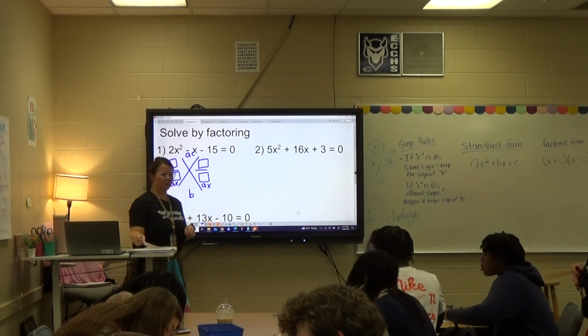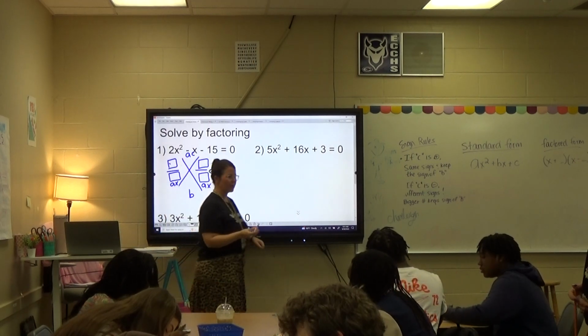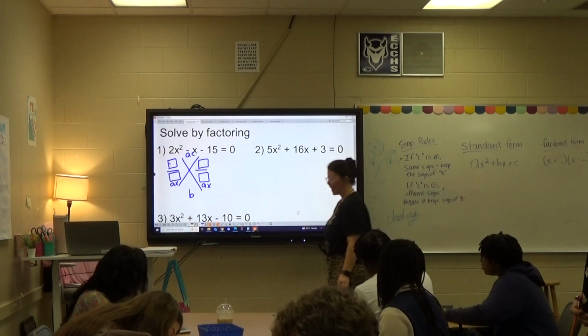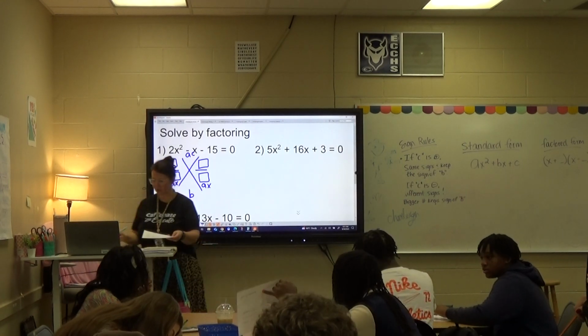All right, so y'all try this one, and please make sure you're practicing on these, because we haven't done a lot of these. You've got to practice so you know how to do them, because you are going to have some with a leading coefficient.